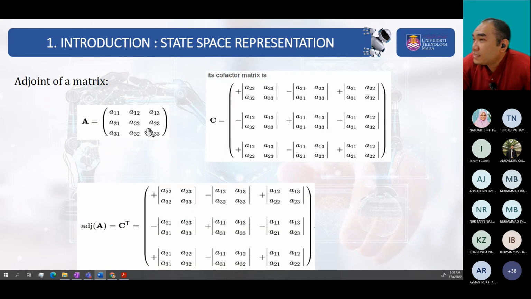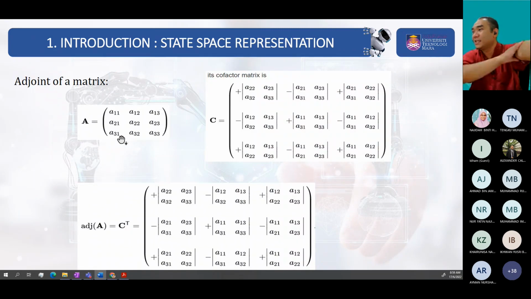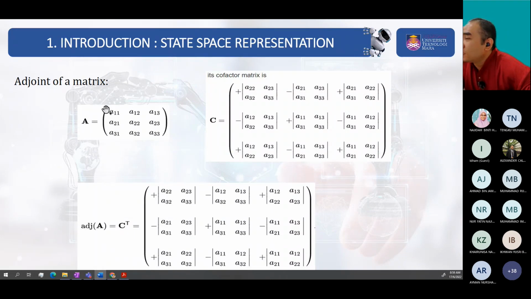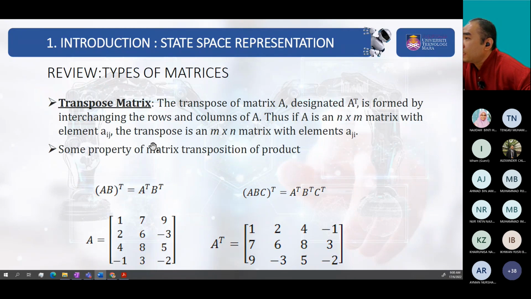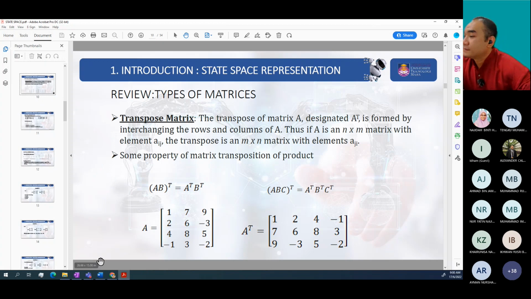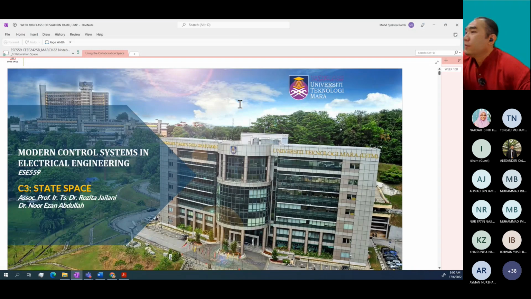The cofactors, suppose that we got a matrix A like this one. Inilah kat sini dia start apa tu? Lari sikit dia punya PDF ni. So this is our matrix A. Okay, this is our matrix A. So, for example, this is our matrix A. The cofactor, where were we?